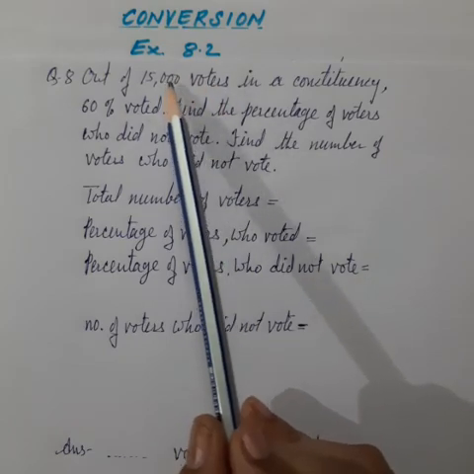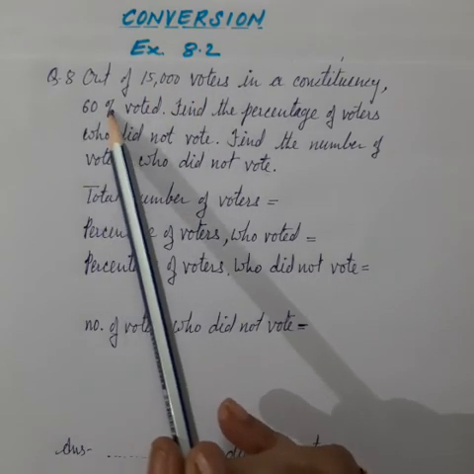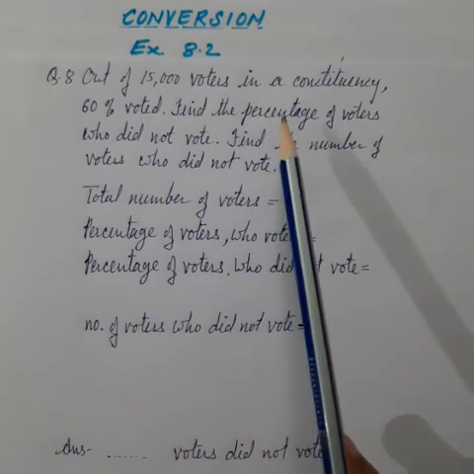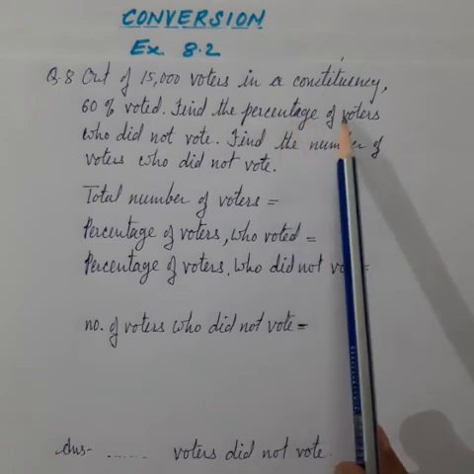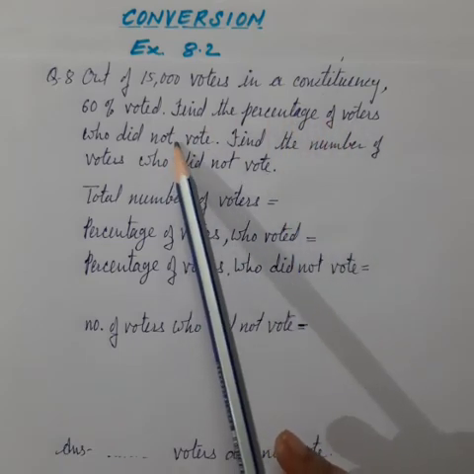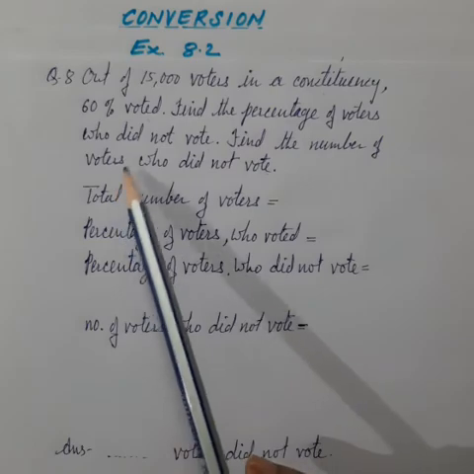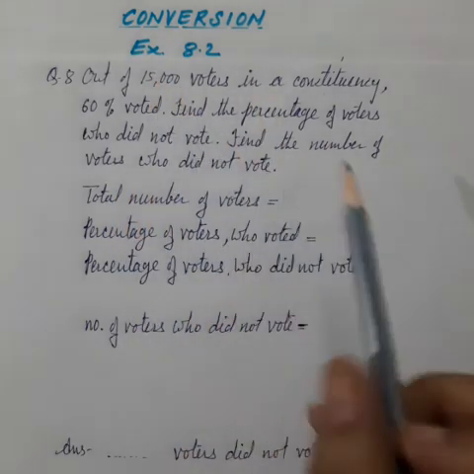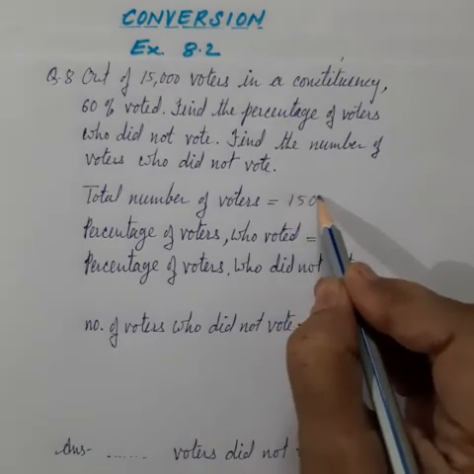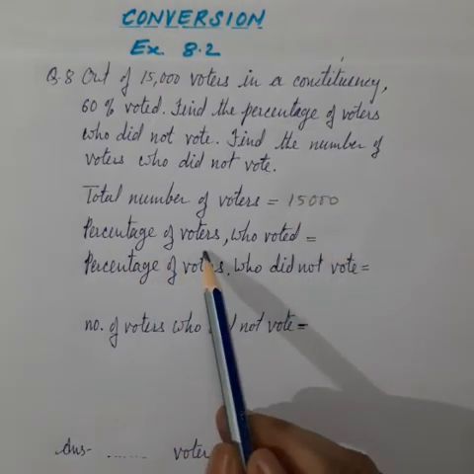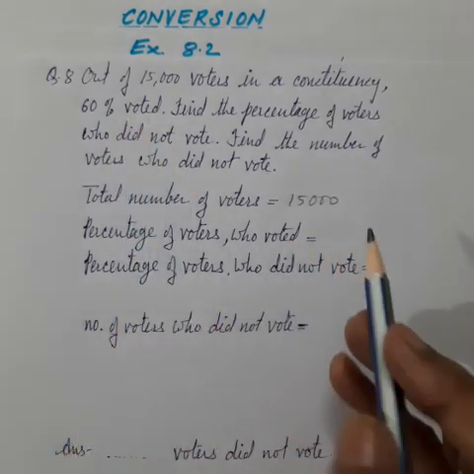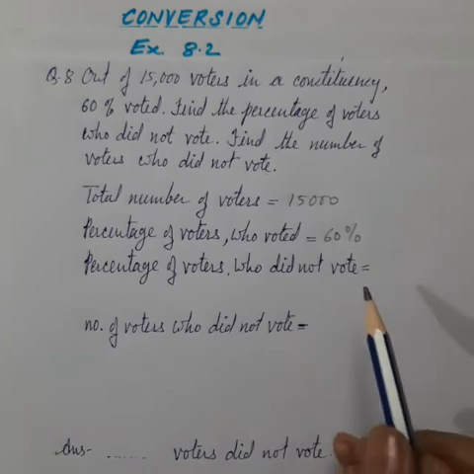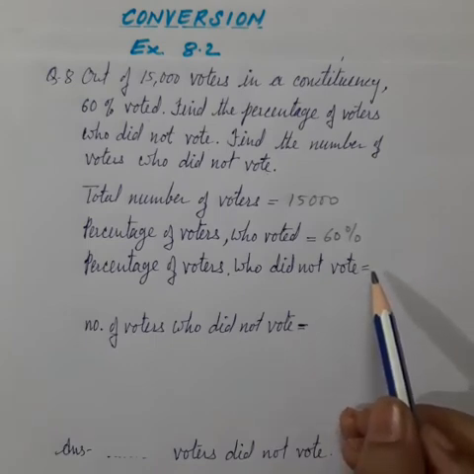And out of 15,000 voters, 60% of 15,000 have given vote. And we have to find out the percentage of voters who have not given vote and the number of voters who have not given vote. So here total number of voters are 15,000 and the percentage of voters who have given vote is 60%. And always the total percentage we have to take as 100%.